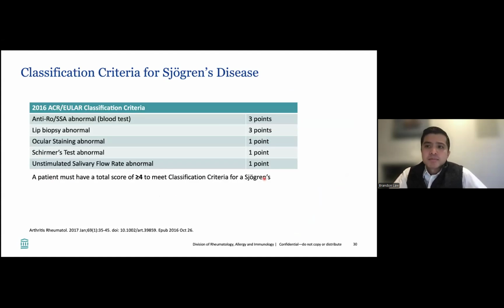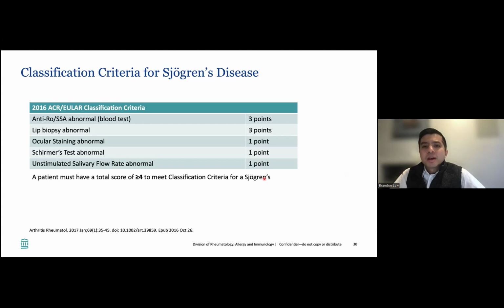There have been attempts to make it a little bit more rigid and quantifiable in terms of classifying patients with and without Sjögren's. And so this is a somewhat controversial, but current classification criteria agreed upon in 2016.